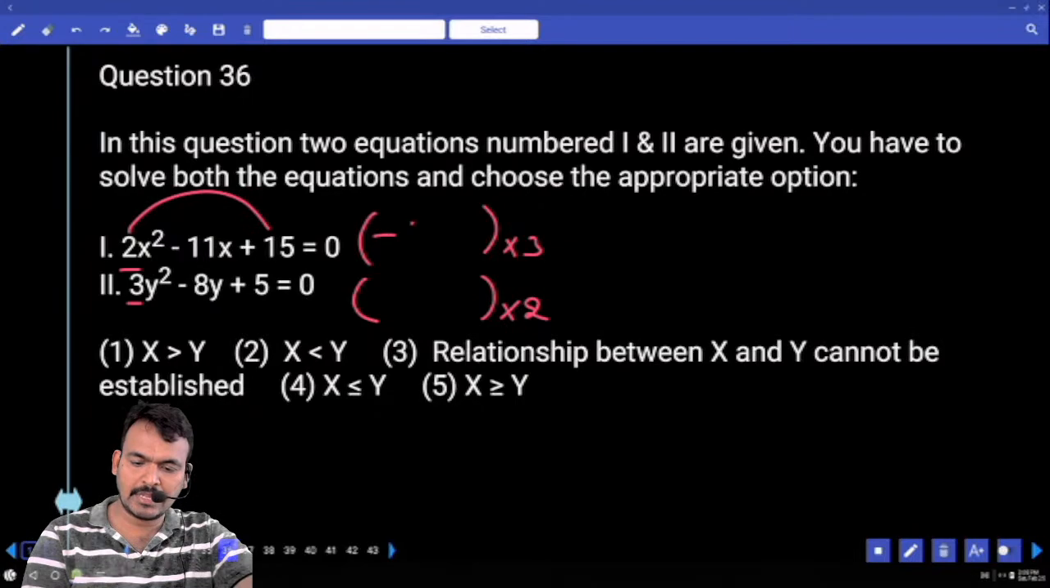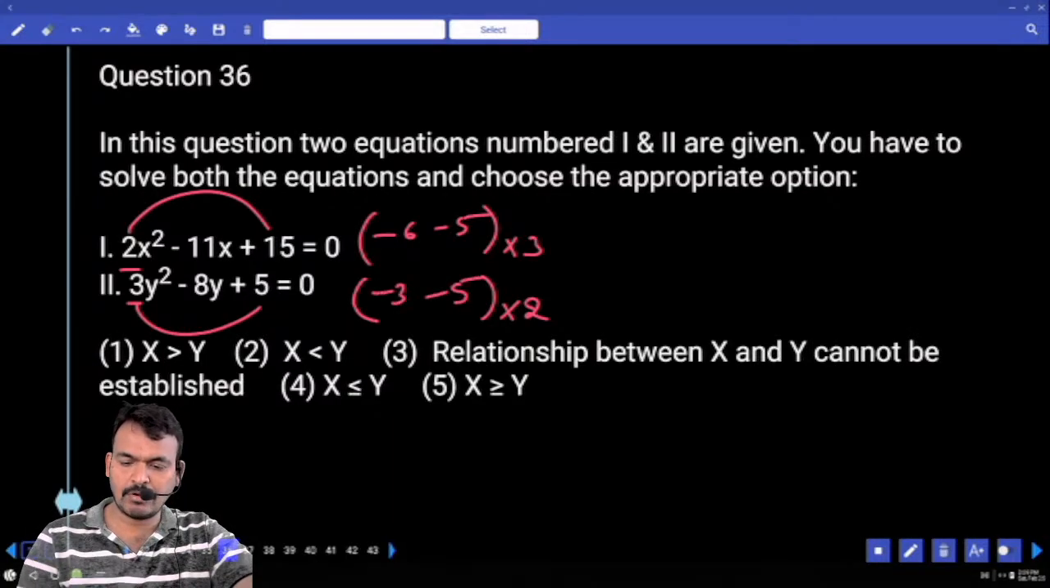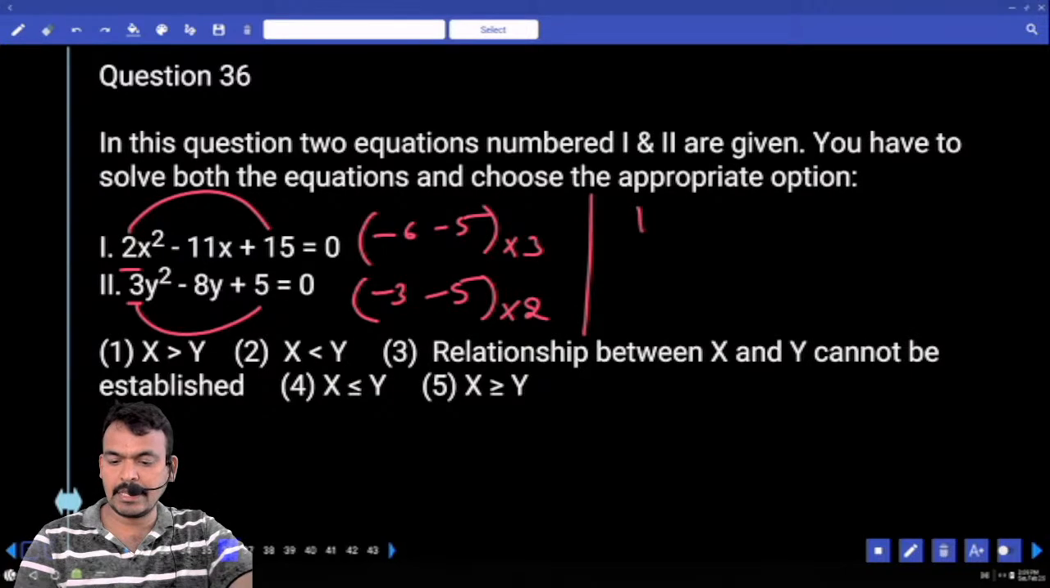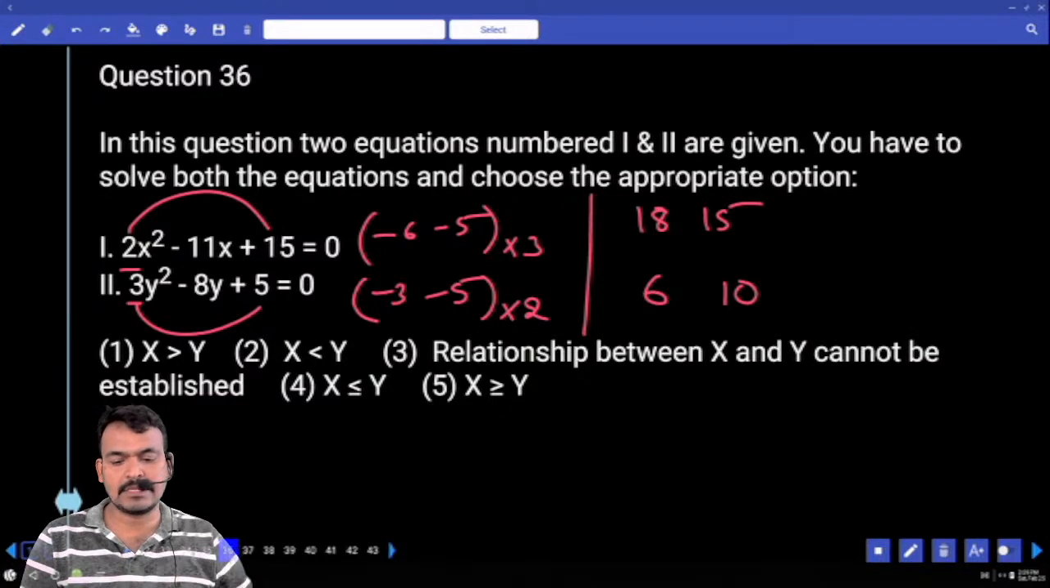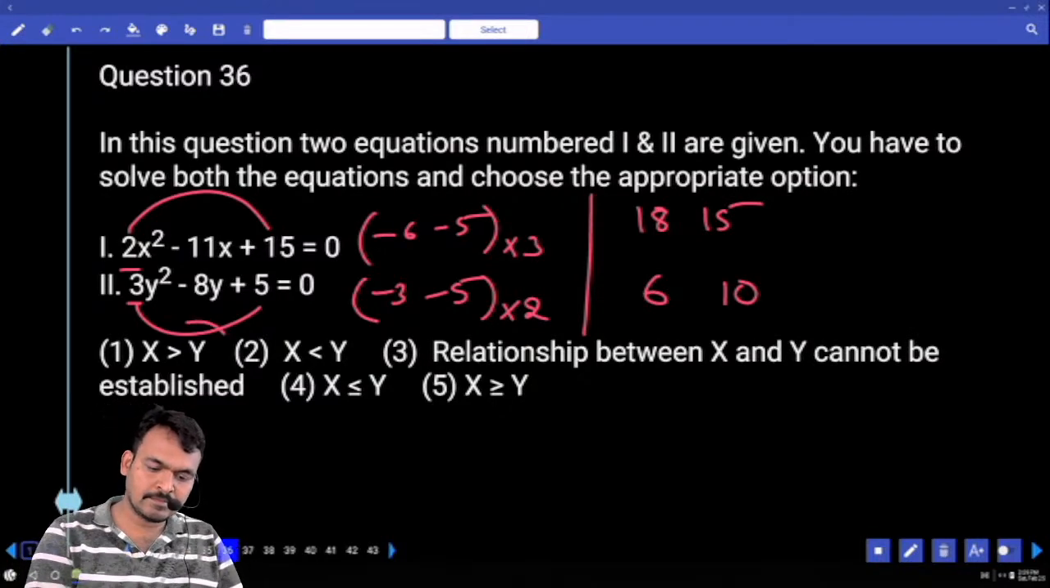Then one will be minus 6, another one minus 5. Second one, 3 5 is how much? 15. One is minus 3, another one minus 5. What are the final roots? 18 and 15. Second one 6 and 10. Answer: x is greater than y.